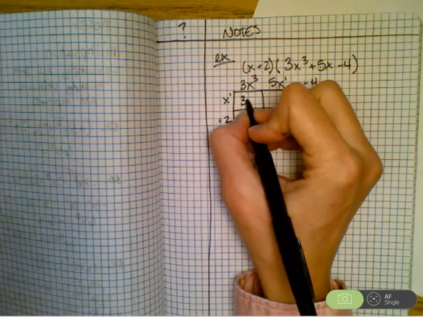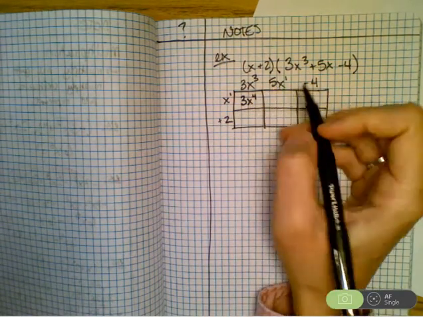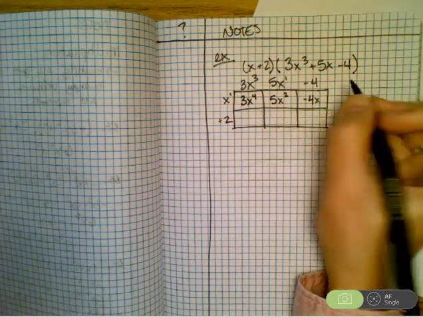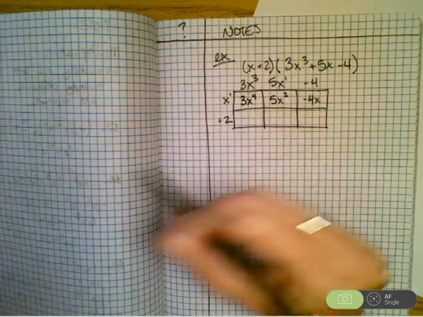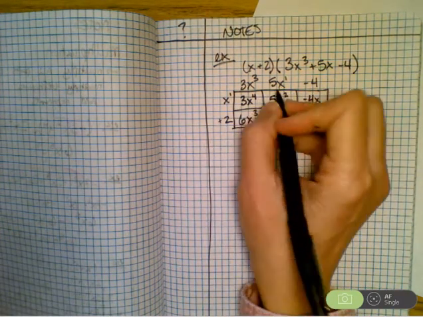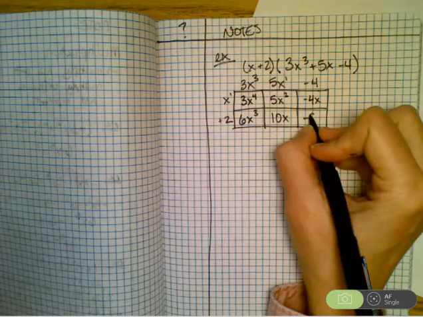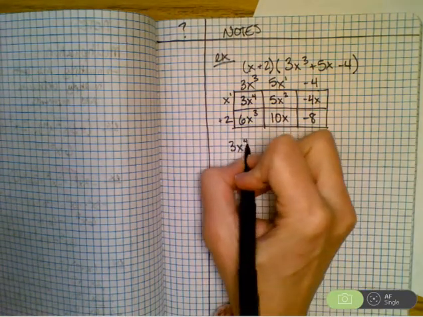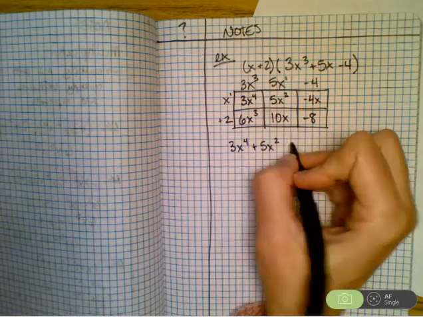So this gives us 3x to the fourth. This gives us 5x to the second. This gives us negative 4x. I'm just multiplying x by each of those. Now I'm going to multiply 2 by each of those: 6x to the third, 10x, and negative 8. So I'm going to write all that out and see what I can combine.